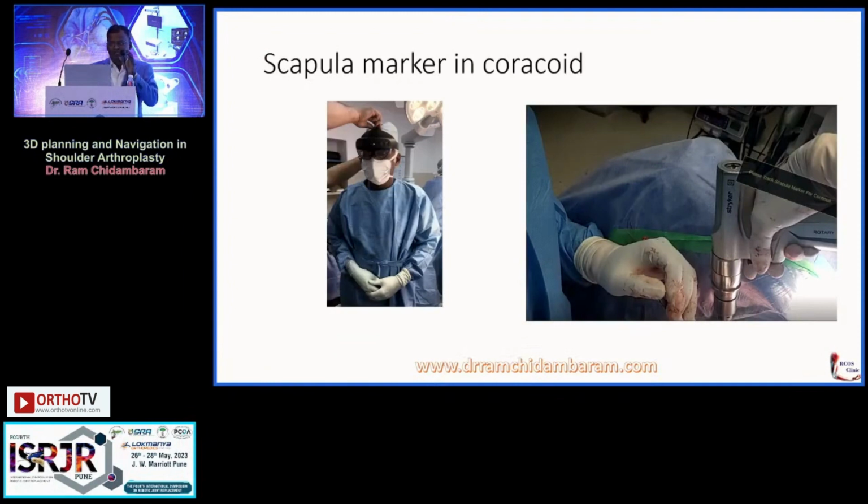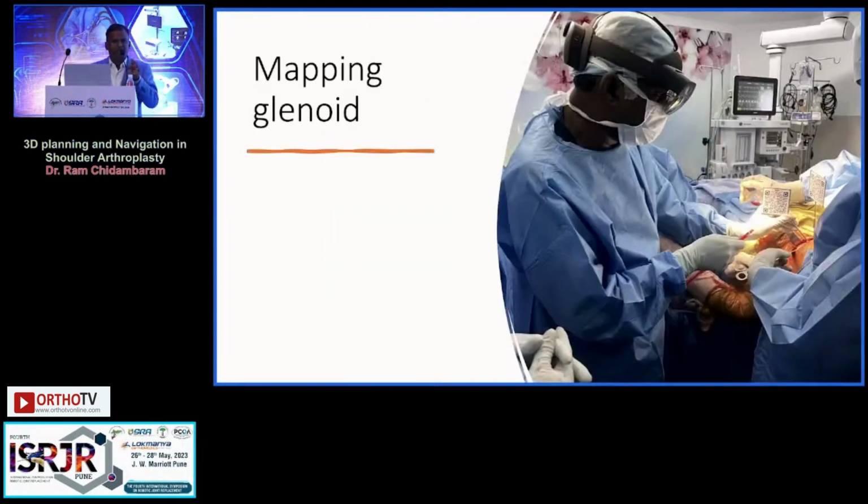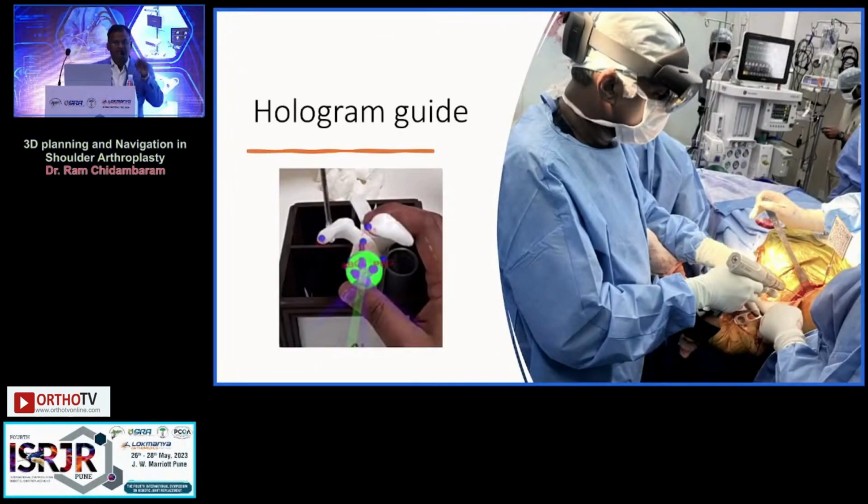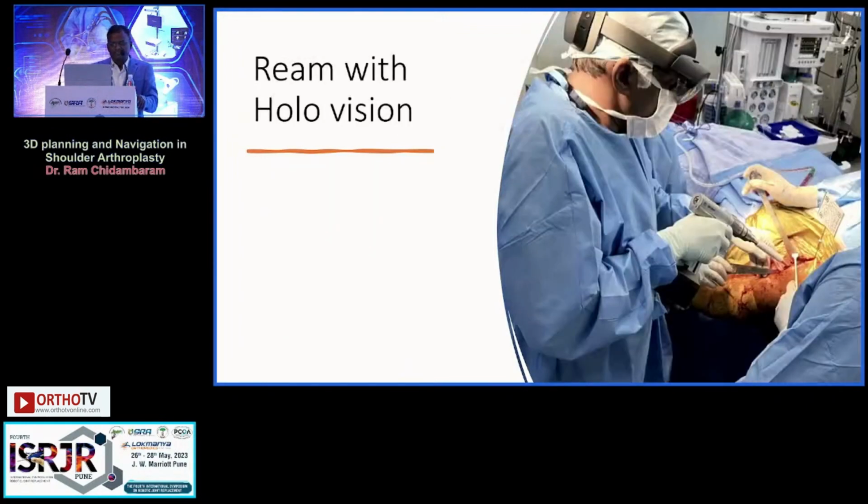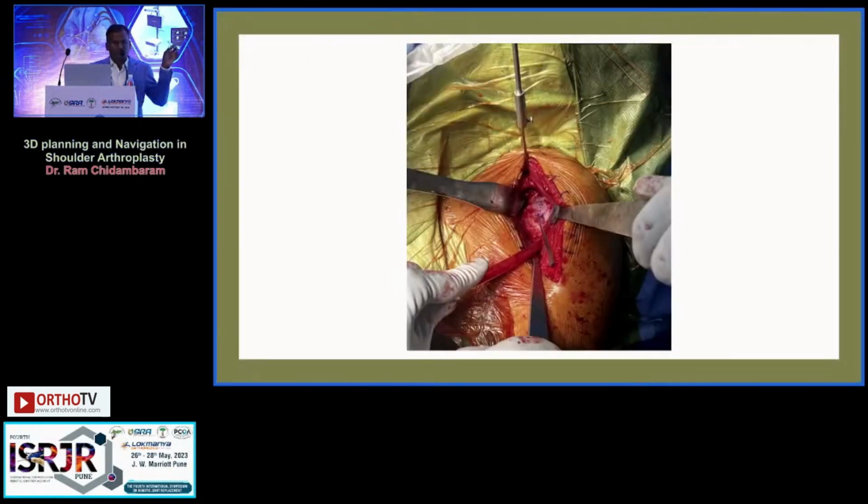So that is me doing the scapular marker on the coracoid. And that is mapping on the glenoid. So what I would see would be literally like this, a hologram guide of the glenoid base plate so that I can direct. So this is the reaming with the HoloVision, which is both this headset as well as the real eyes combined. And this is what you get.